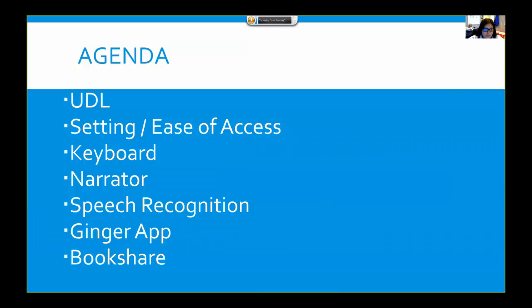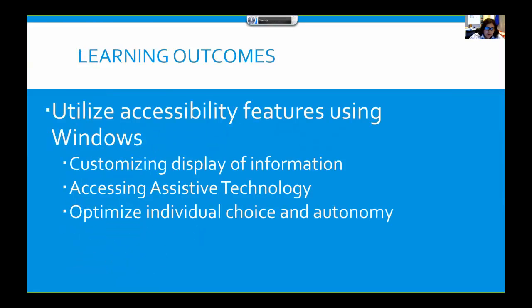Here's the agenda for today. We're going to talk about UDL, settings, but Windows calls it ease of access, keyboarding, narrator, speech recognition, an app called Ginger, and then Bookshare. So today for learning outcomes, we're going to utilize accessibility features using Windows, which means customizing display of information, accessing assistive technology, and optimizing individuals' choice and autonomy.